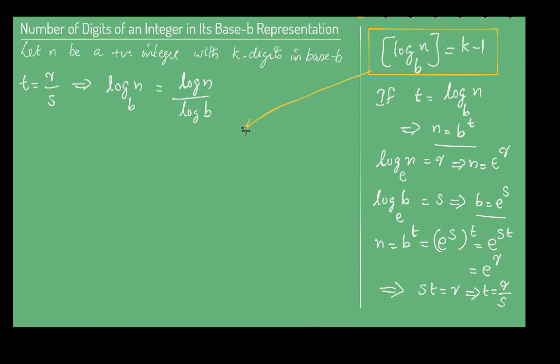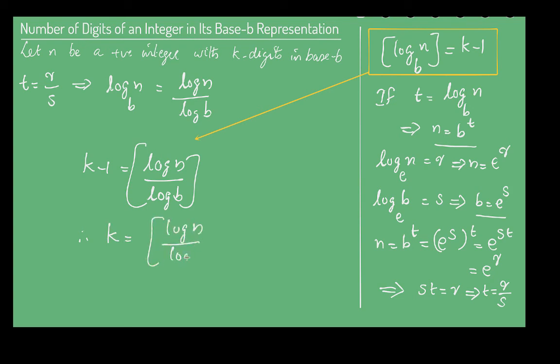This relation implies that k minus 1 is equal to floor value of log n by log b, and therefore k is equal to floor of log n by log b plus 1, which gives the number of digits of n in base b representation.